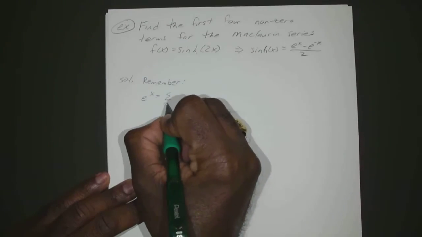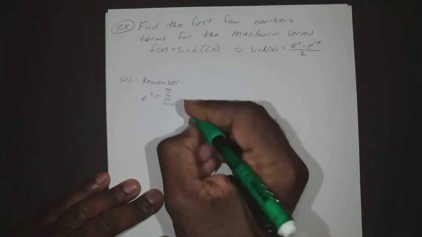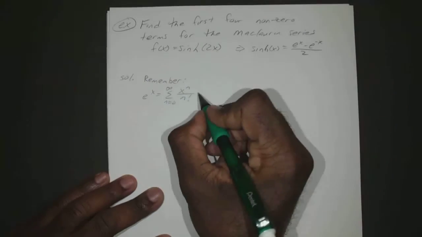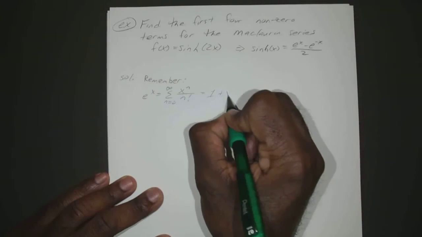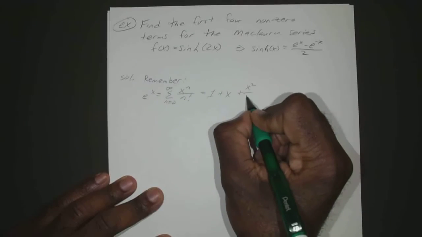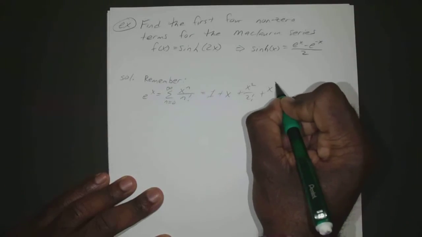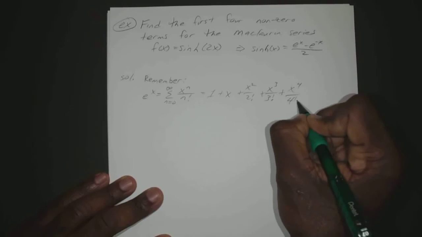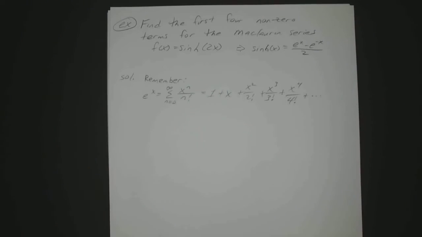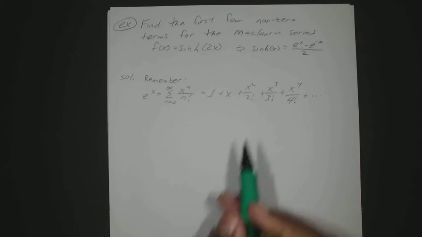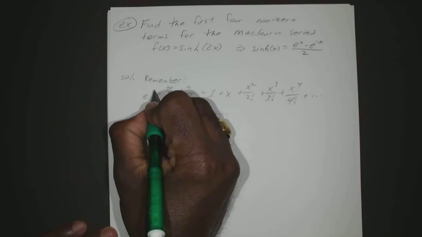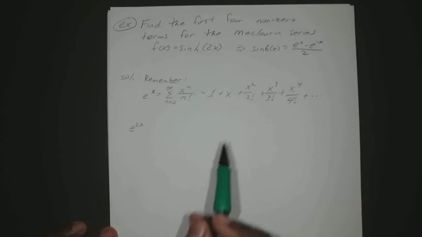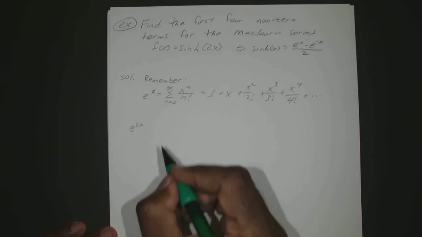So that's the sum from n equals 0 to infinity of x to the n over n factorial, which is 1 plus x squared over 2 factorial plus x to the third over 3 factorial, and it keeps on going. Okay. So we have our e to the 2x. We just replace every x with 2x.